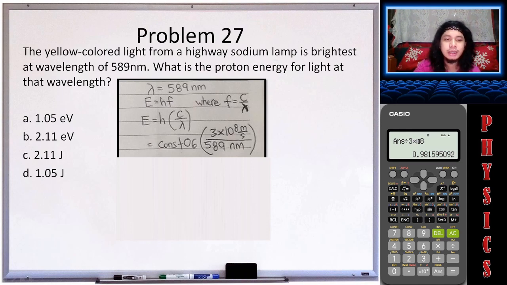So, it's either C or D. Kapag lumabas sa joule, dapat may tumama dyan. Kung wala, edi convert natin sa electron volt. Sige nga, pindutin na natin to. Constant 0.6 times 3 times 10 to the 8 all over 589 nanometers equals 3.37 times 10 to the negative 19 joules. Napakaliit. So, mali na yung C at D. Convert natin sa electron volt. Paano i-convert? Divide lang natin sa constant 23. Ayan. Ay, wala pa rin.